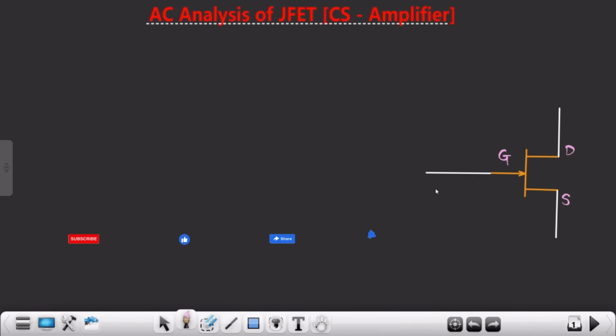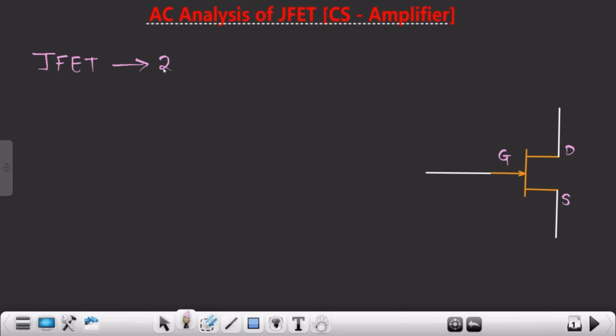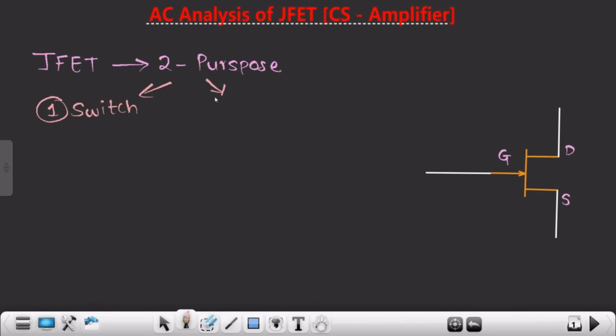Till now we were doing the DC analysis, and let me quickly revise for what reason we were focusing on DC analysis. We all know JFET is mostly used for two purposes, or rather whatever transistor you use, instead of JFET you might use BJTs or MOSFETs. They are mostly used as a switch, or else as amplifiers.